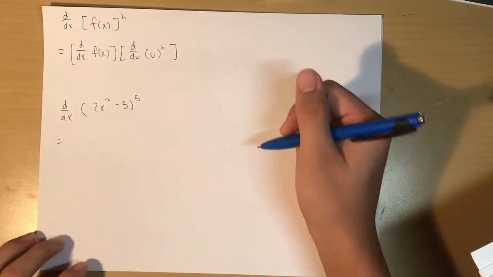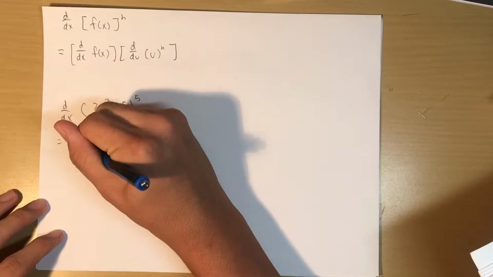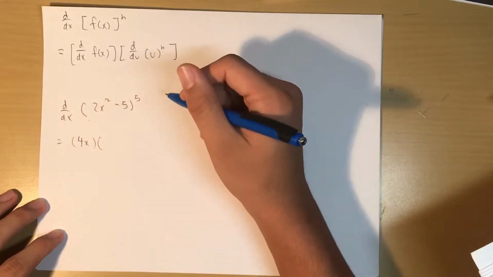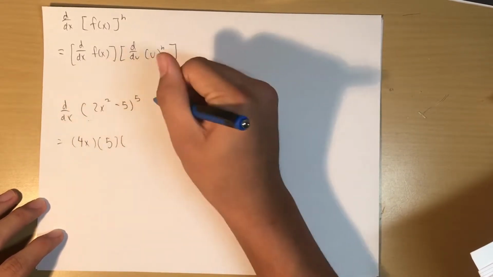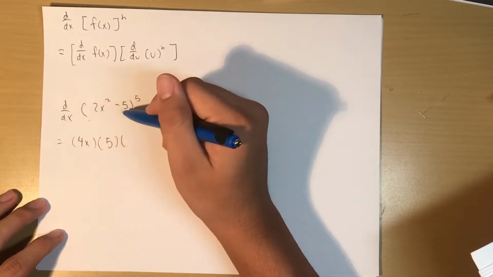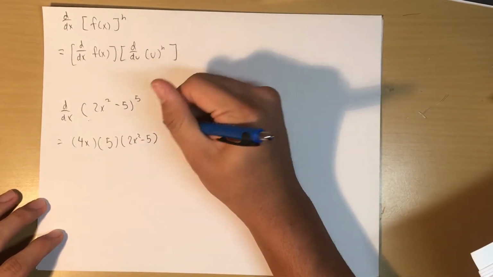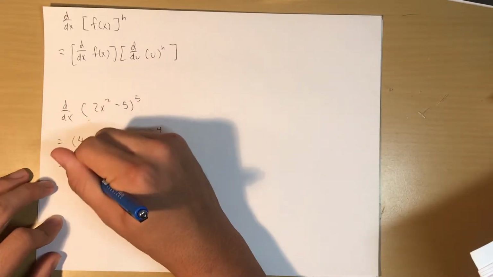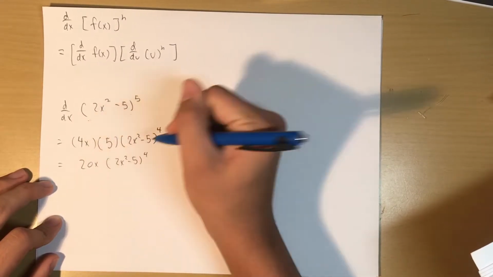So the first step, just find the derivative of the value inside the parentheses, which is 4x. And then next, you would just move the 5 to the front using the power rule, multiplied by what's inside. Remember, we're ignoring the values of the numbers. We're just setting this as a variable. So 2x squared minus 5 remains unchanged. And the 5 minus 1, with the power rule, you get 4. And this can be simplified to 20x multiplied by 2x squared minus 5 to the 4th.